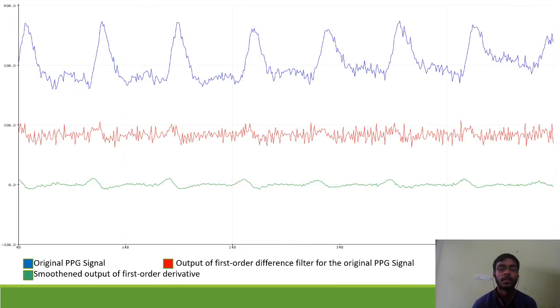The blue one is the original PPG signal, red one is the output of the first order difference for the original PPG signal, and green one is the smoothened output of the first order derivative. So you can see that it is very important to remove the high frequency noises from the original signal before applying or feeding it to any other filter.